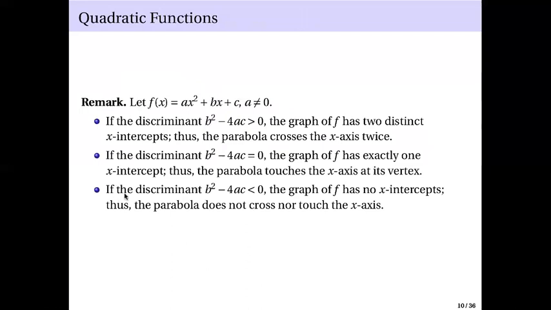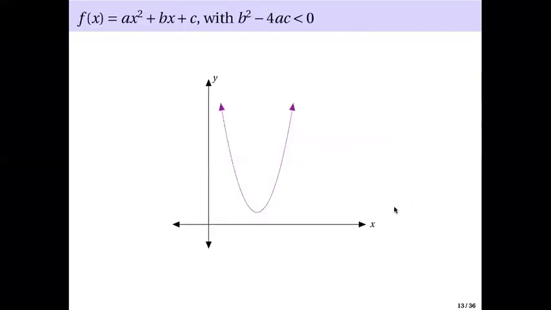And finally, if the discriminant b squared minus 4ac is less than 0, the graph of f has no x-intercepts. This means the parabola does not cross nor touch the x-axis. Graphically, we can see it this way. This is the graph of the parabola. This is your x-axis. If a is positive, the parabola opens upwards, and when your b squared minus 4ac is less than 0, the parabola is completely above the x-axis.